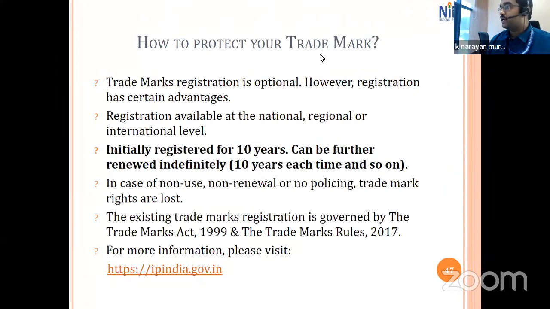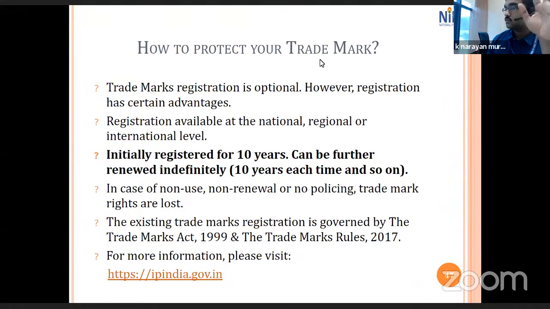So patent के लिए क्या था? What was the validity of patent? It is 20 years. Design के लिए 10 years. For trademark is 10 years and can be further renewed indefinitely. So trademarks is Trademarks Act 1999 and Trademark Rules 2017. Okay, so these two you need to keep in mind: Trademarks Act 1999 and Trademarks Rules 2017.